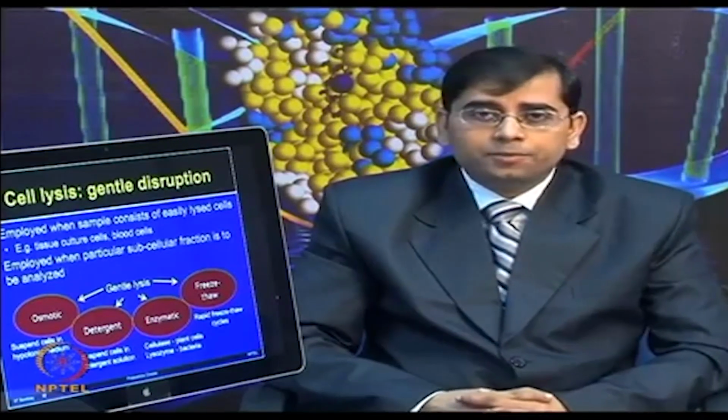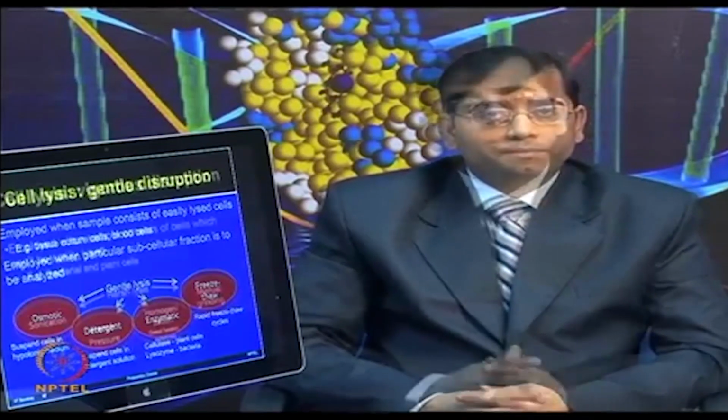Freeze thaw is one of the very commonly used methods for gentle disruption, which involves rapid freezing and thawing cycles. You need to cool your sample in a very cold condition, for example, liquid nitrogen, and then immediately put it in boiling water. But while doing this rapid freezing and thawing, the cells will break open.